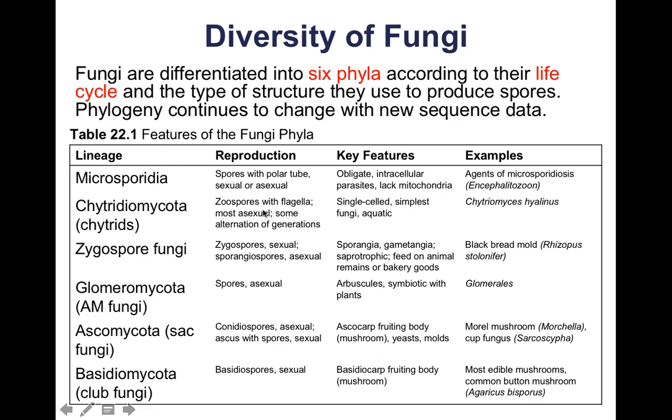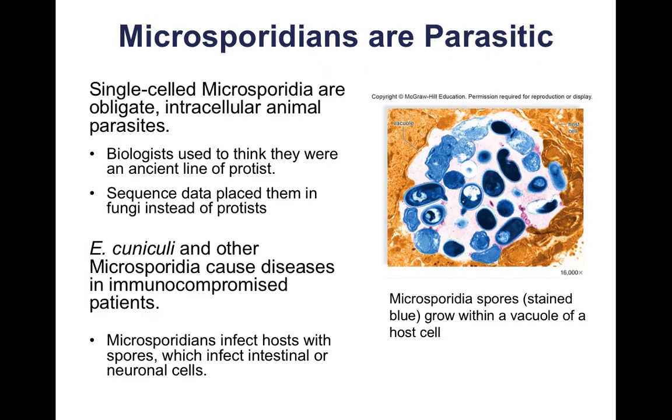The intricacies of the life cycle, again, is not examinable, but you need to have an idea of what these fungi look like. Are they unicellular? Are they multicellular? Are they mushroom-like in appearance? Are they mold-like in appearance? And so on. So we're going to go through each of these groups now so you get a little more information about them. Okay, so let's start with the microsporidians.